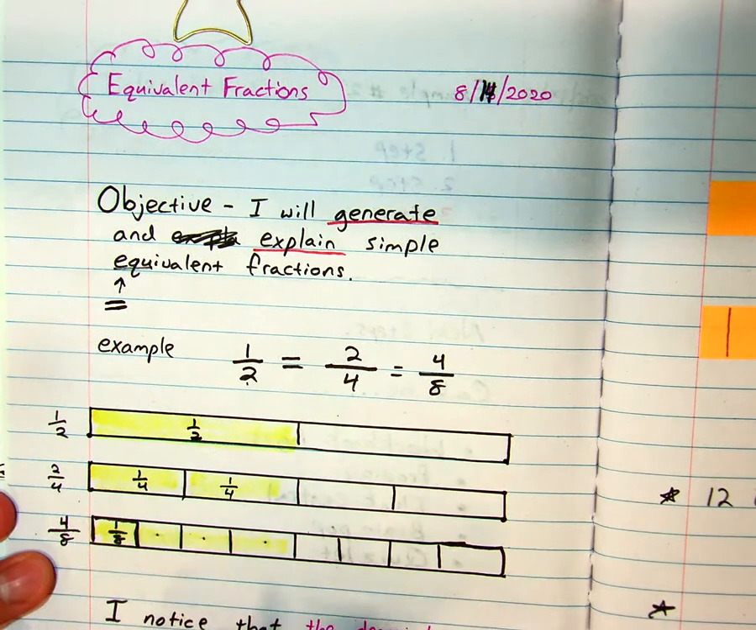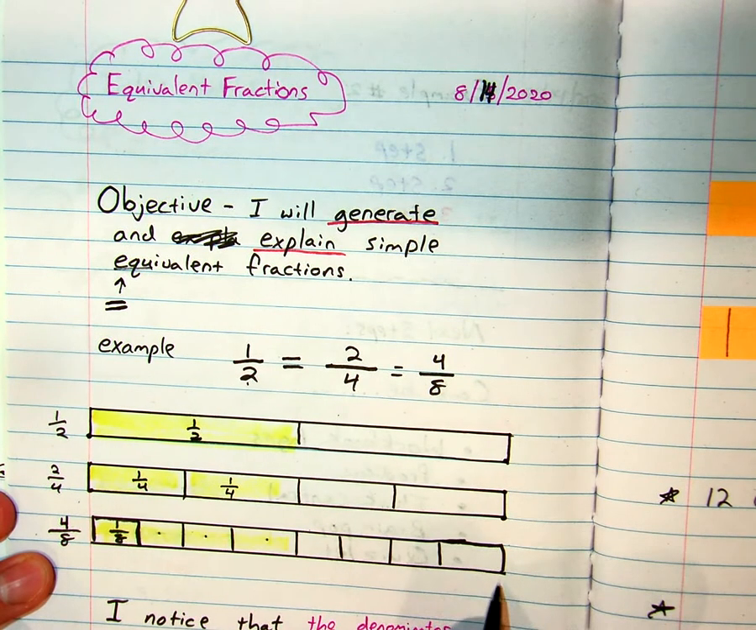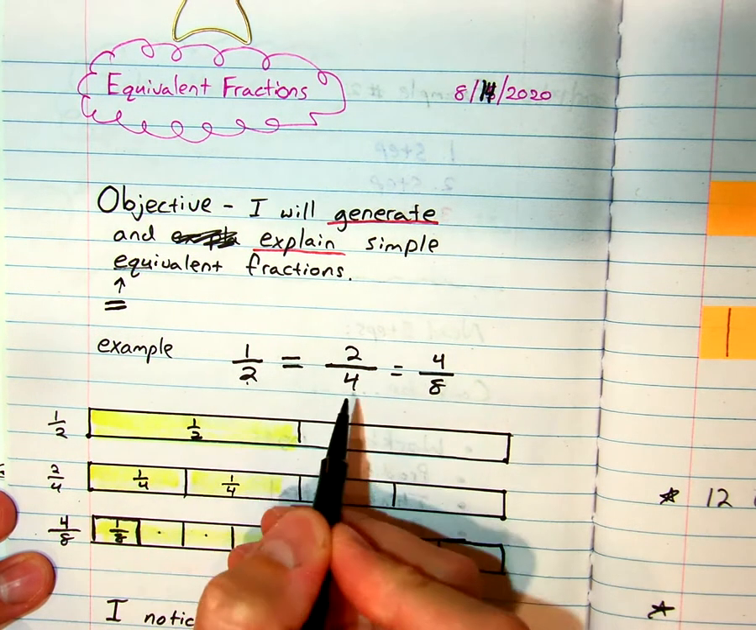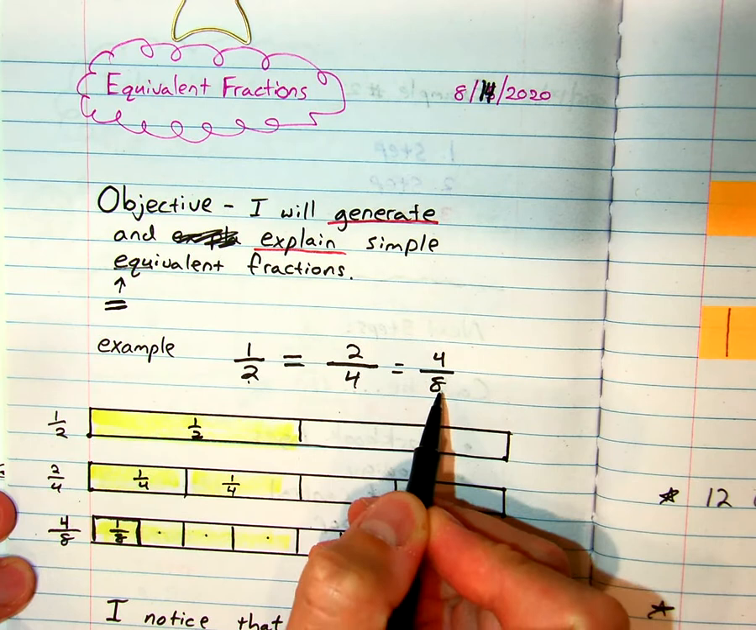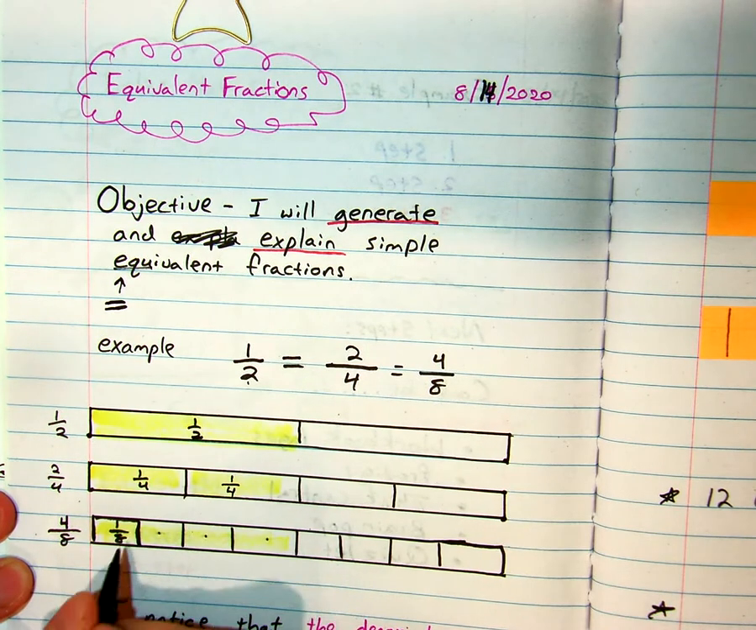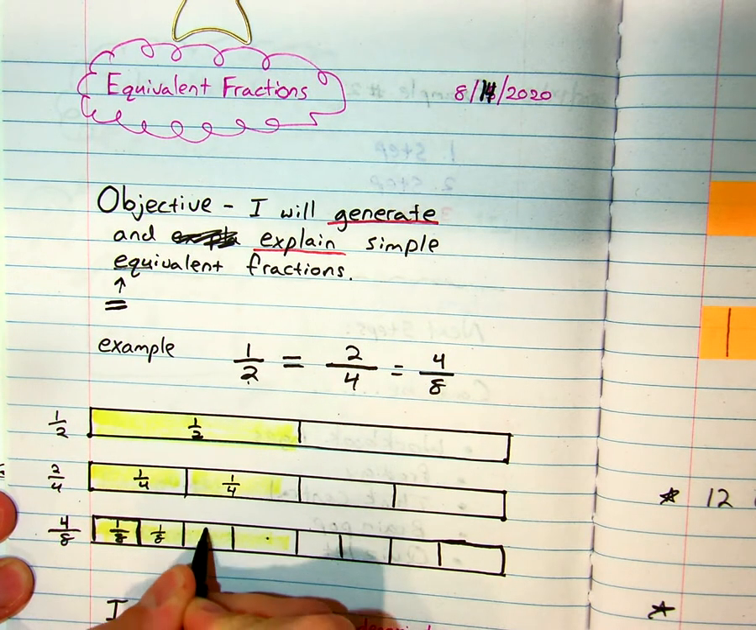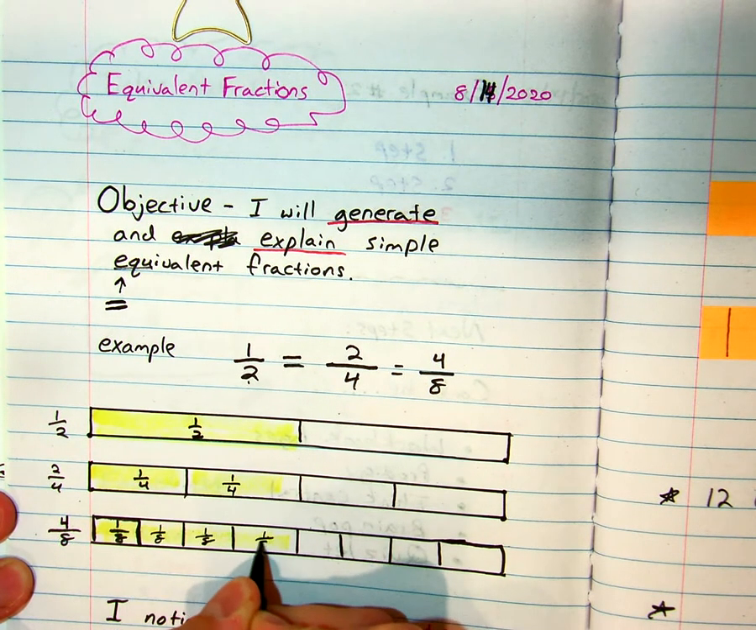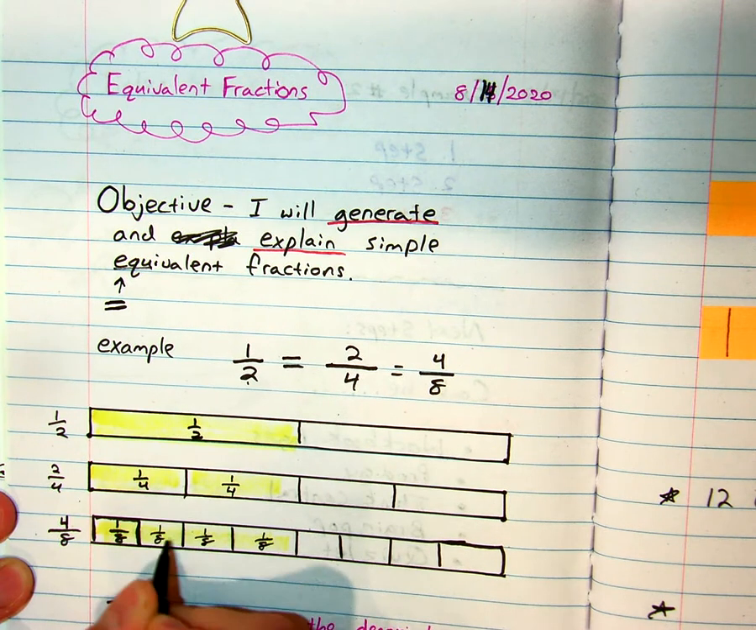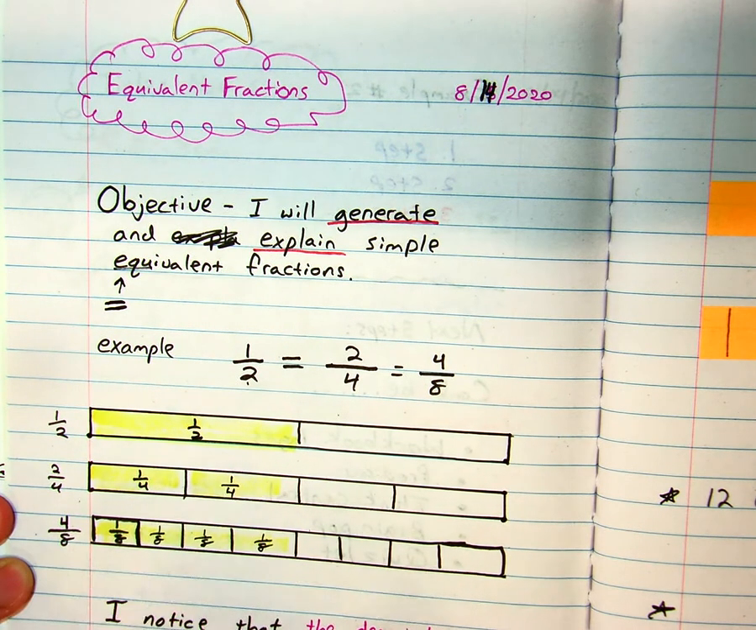We took it another step further. We brought in another bar. And we increased from 2 to 4. We doubled it to 8. So now we have 8 pieces. 1/8, 1/8, 1/8, 1/8, 1, 2, 3, 4/8 is equivalent to 2/4 and 1/2.